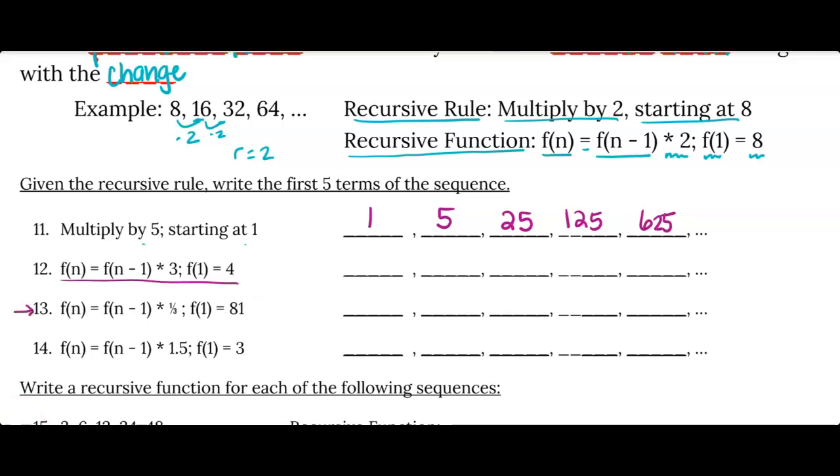Now let's look at number 13. It says that the next term will equal the previous term times 1/3 with a first term of 81. So 81 will go in our first blank. You always need to remember that multiplying by 1/3 is the same as dividing by 3. So while it says multiply by 1/3, you can still just divide by 3. So 81 divided by 3 is 27. 27 divided by 3 is 9. 9 divided by 3 is 3, and 3 divided by 3 is 1.